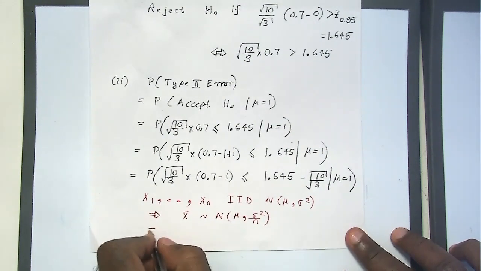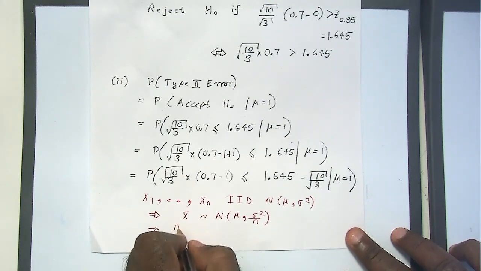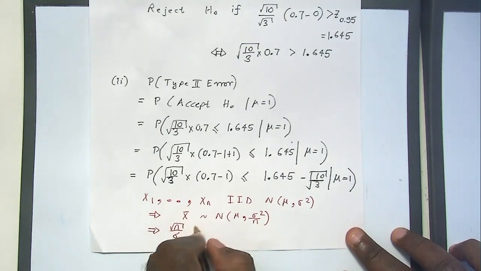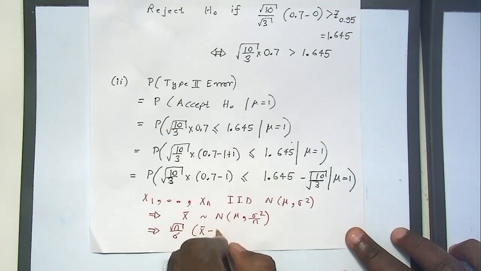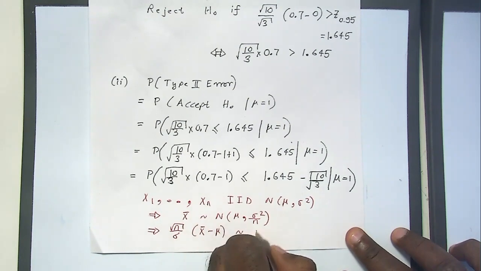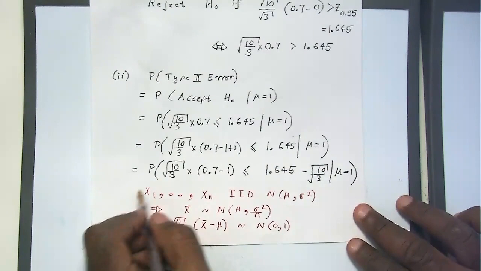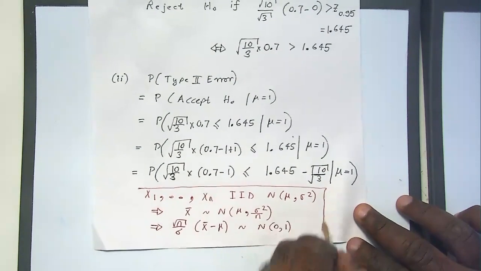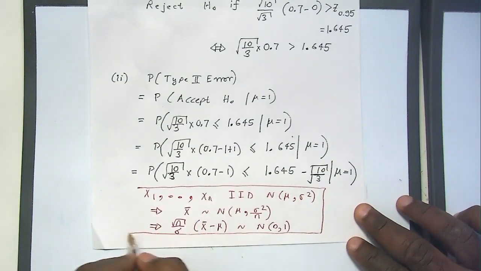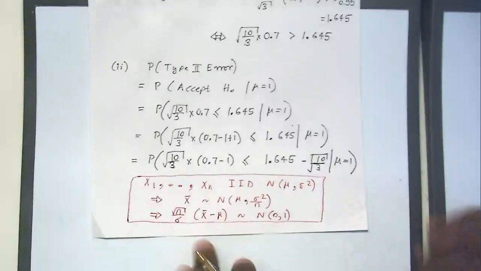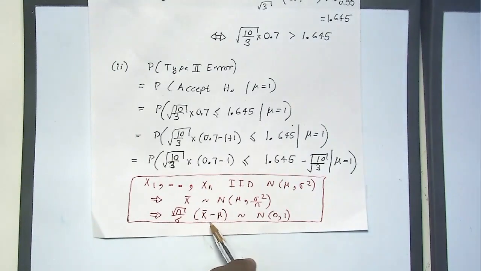Or in other words, root n divided by sigma times x bar minus mu has a standard normal distribution. Okay, so that's what I'm going to use. I'm going to use this property to argue that this guy here has a standard normal distribution.